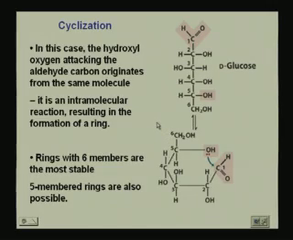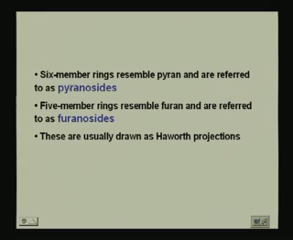We can also have 5-membered rings, because we can also have the cyclization of D-fructose. We will look at what those rings look like in a moment. Since these 6-membered rings resemble pyran, they are called pyranosides. So, glucose is also called glucopyranoside. Furanosides are 5-membered rings with oxygen because they resemble furan.